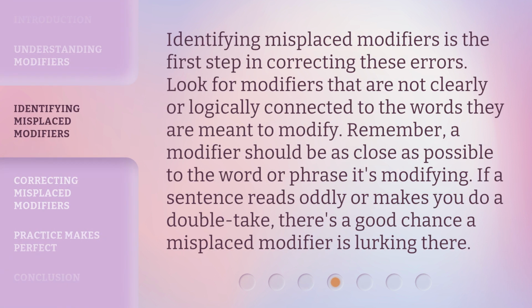Identifying misplaced modifiers is the first step in correcting these errors. Look for modifiers that are not clearly or logically connected to the words they are meant to modify. Remember, a modifier should be as close as possible to the word or phrase it's modifying. If a sentence reads oddly or makes you do a double take, there's a good chance a misplaced modifier is lurking there.